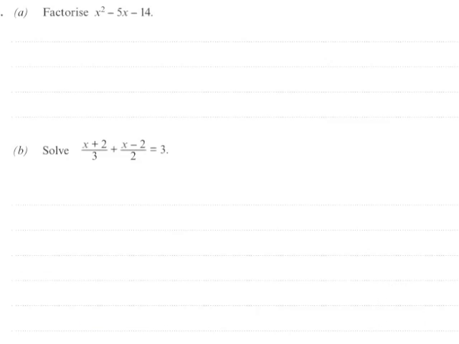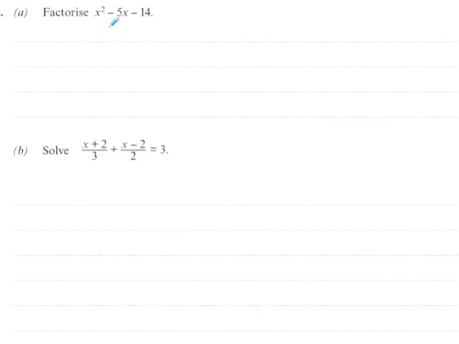Now here we have a question about factorising. What factorising is about is basically the opposite of simplifying an equation. The reason we want to factorise is it often helps us find solutions. Anyway, the first question simply asks you to factorise this expression. It's not asking you for a solution.